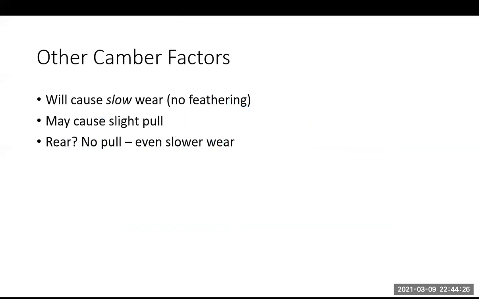Other camber factors: camber will cause tire wear. It'll be somewhat slow, not nearly as drastic as the toe setting. Camber can cause a pull, not as drastic as caster. But if camber numbers are different from right to left, that can cause a pull. As far as camber on the rear, that really doesn't cause a pull. It can cause the tires to wear, but that will be pretty slow wear compared to camber being off on the front.